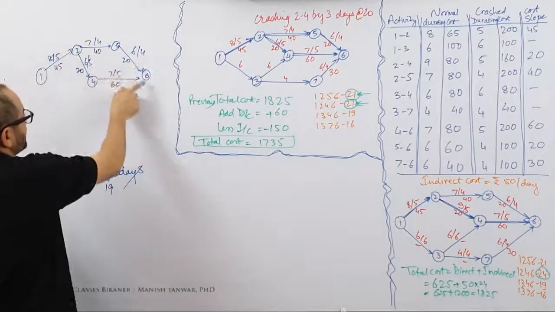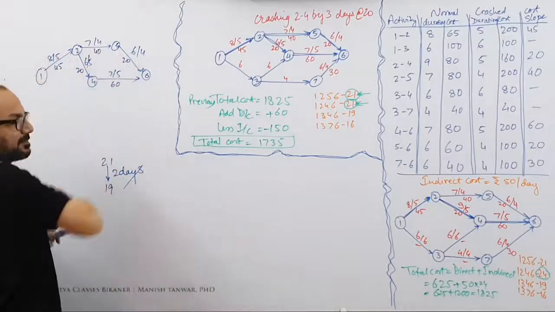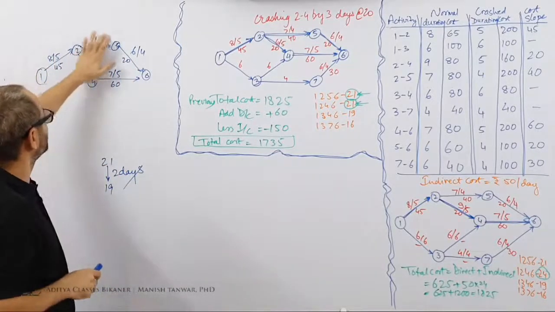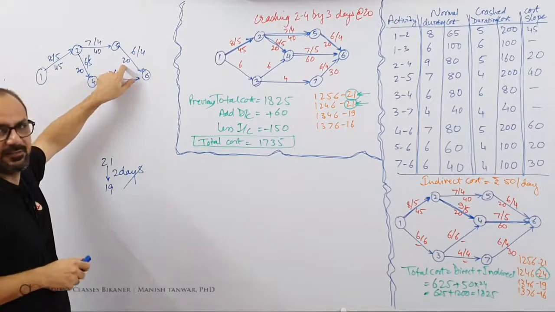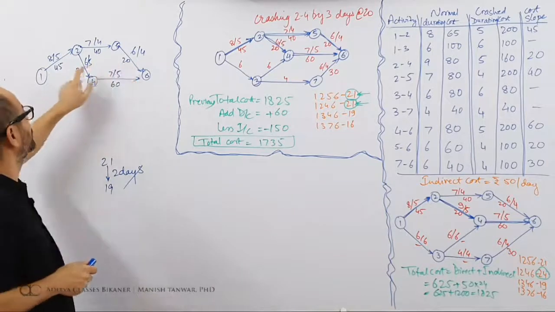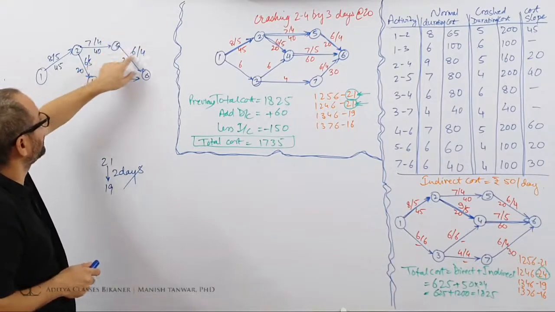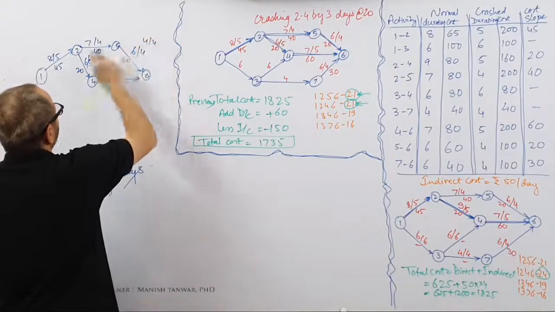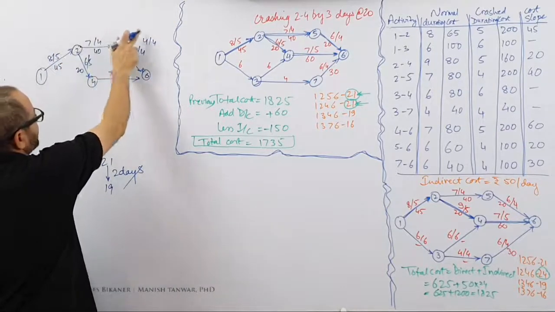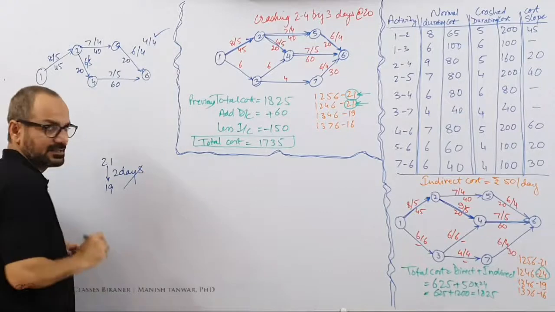This is 1256. Where is the best possible solution? Best possible solution is 20. Can I crash 2 days over here? I can definitely crash 2 days. So if I crash 2 days over here, it will become 4, 4. Just an assumption. It becomes 4, 4. So I have 8 and 7, 15, 15 and 4, 19. This is down to 19.